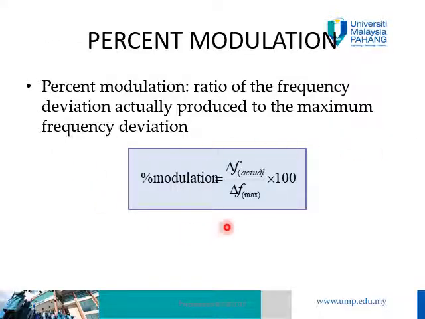Percent modulation is the ratio of the actual frequency deviation produced to the maximum frequency deviation, multiplied by 100. This is called percent modulation.